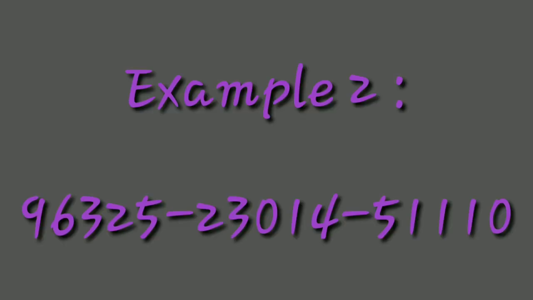So what we have done here, we have first of all done the addition and then subtraction. You always have to follow this. Now let us take another example. In this example you have to carry out subtraction both times, no need to do the addition. So the question here is 96,325 minus 23,014 minus 51,110. So start subtracting from the first two numbers, that is 23,014 from 96,325.